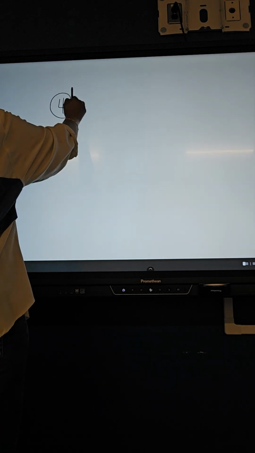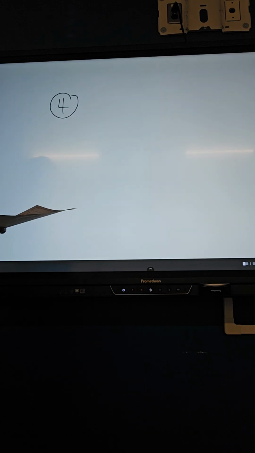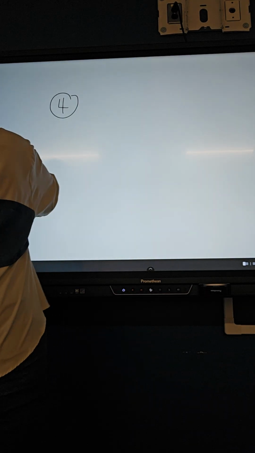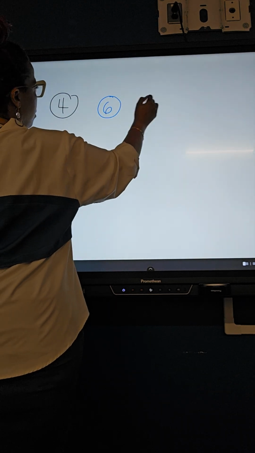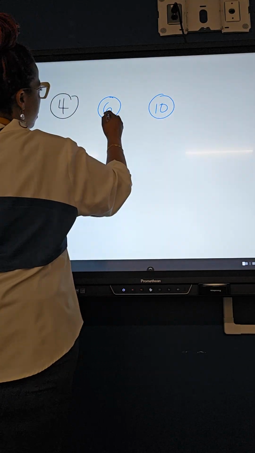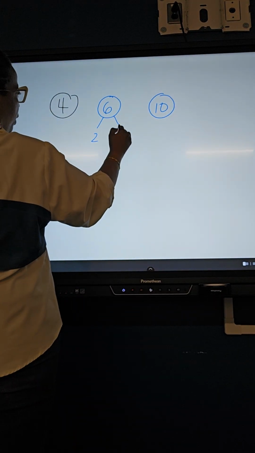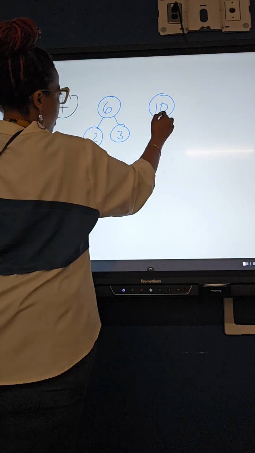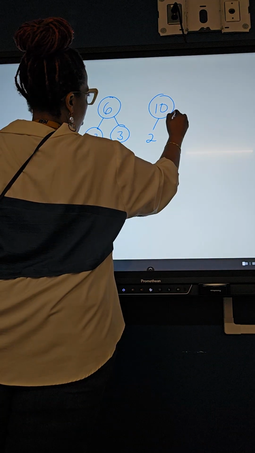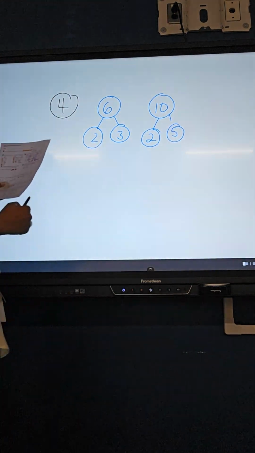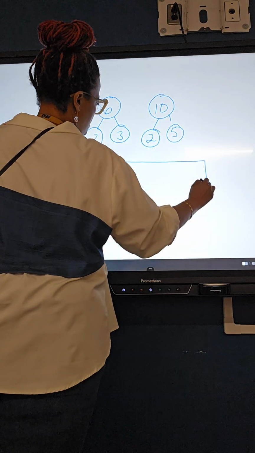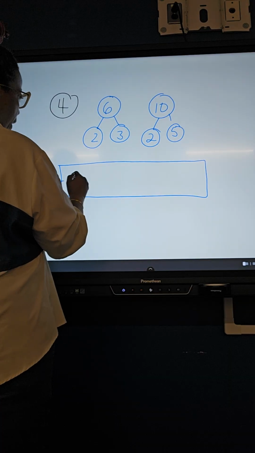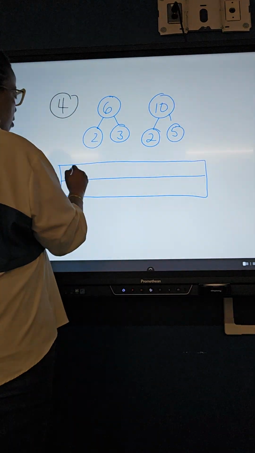Number 4 asks us, determine the least common multiple for the numbers 6 and 10 using prime factorization. So we must use prime factorization for 6 and 10. You have 6, you have 10. 6 is 2 times 3. These are both prime numbers. And 10 is 2 times 5. These are both prime numbers. Okay? Once you've done that, now you can create your chart. Create your chart. This is 6. This is 10.